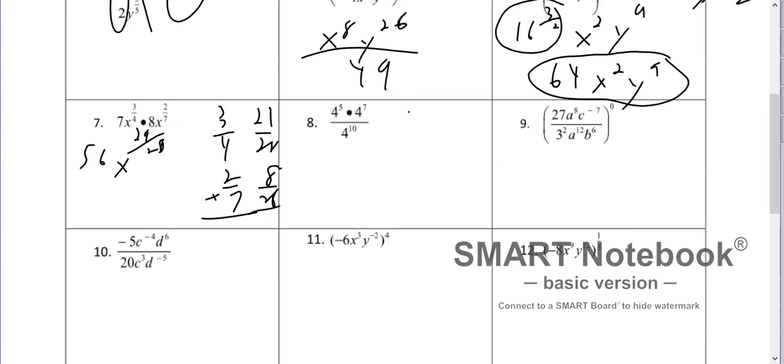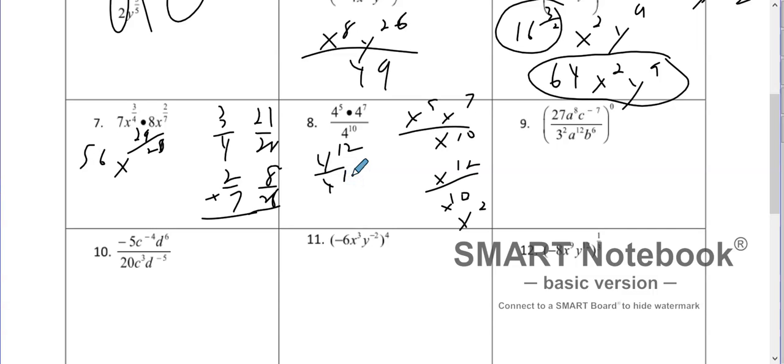Okay, number 8. This is no different than if we had x to the 5th, x to the 7th over x to the 10th. Keep the base and add the exponents. X to the 12 over x to the 10. Where do I have more? On top. How many more? 2. It's the same thing with the 4s. It doesn't matter whether it's a number or letter. This is going to be 4 to the 12th over 4 to the 10. So that's going to be 4 squared, which is 16.